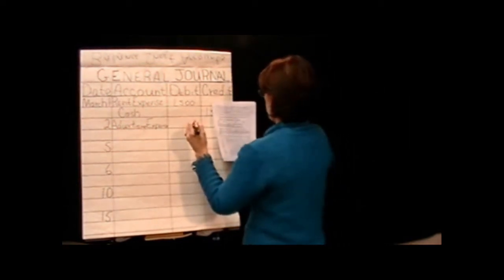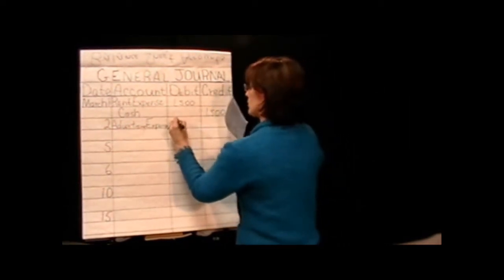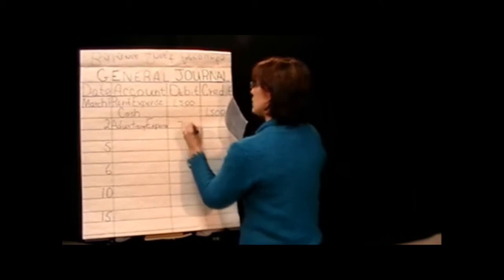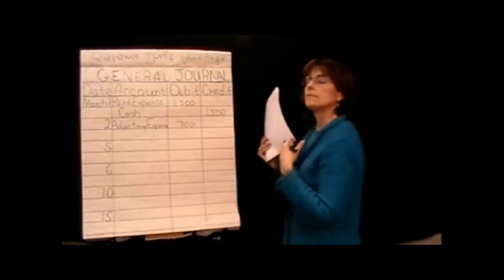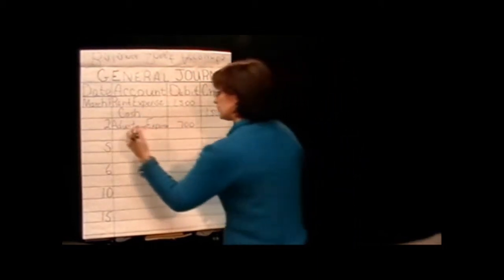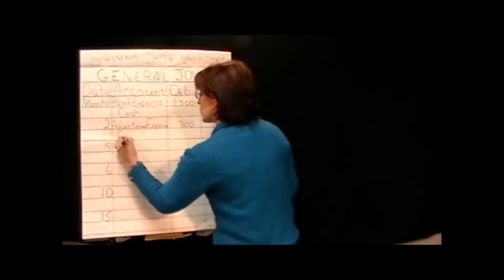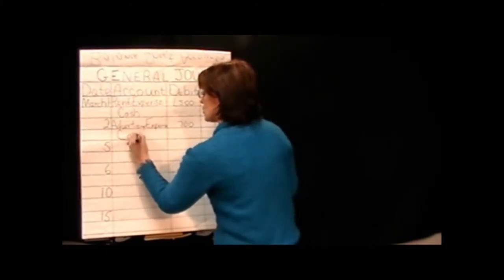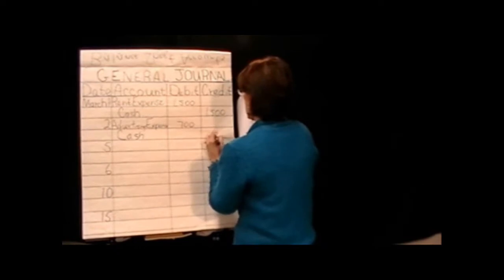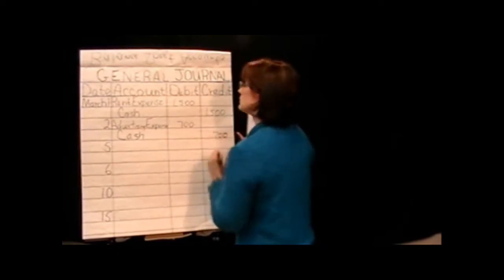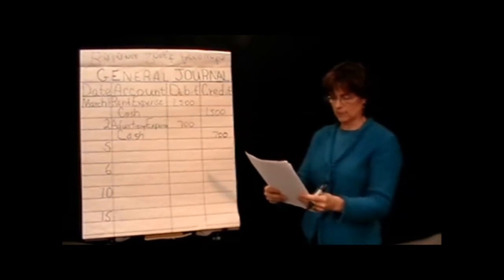And it was for $700. And again, we paid it with cash. Cash is an asset. Decreases in assets are recorded by credits. So we're going to credit cash for $700, and we have an equal amount of debits and credits.